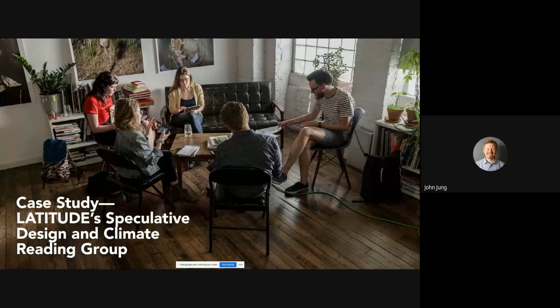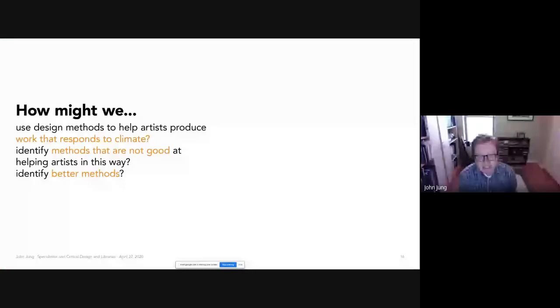So if you've ever taken a design workshop, you might have used "how might we" statements to stay focused on a problem that you're working on. As we worked through this project, we thought in terms of several of these. First, how might we use design methods to help artists produce work that responds to climate? Second, how might we identify methods that are not good at this? And third, how might we identify methods that are better?